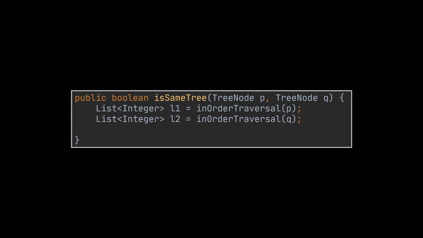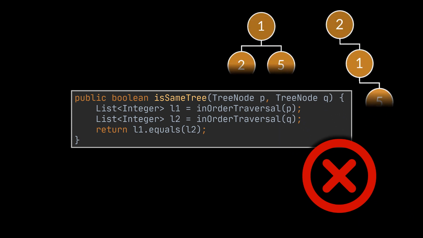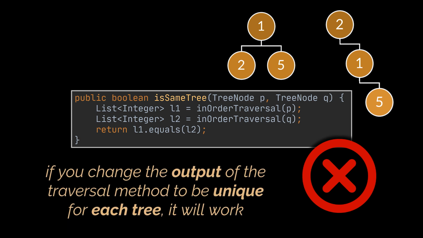So, to check if the given trees are the same, the first solution that may come to your mind is traversing each tree separately in an in-order manner, and then compare the results. If both lists are equal, then the trees must be structurally the same, right? Well, not exactly. If you take these two trees as an example, they will lead to the same lists, however, structurally they are different.